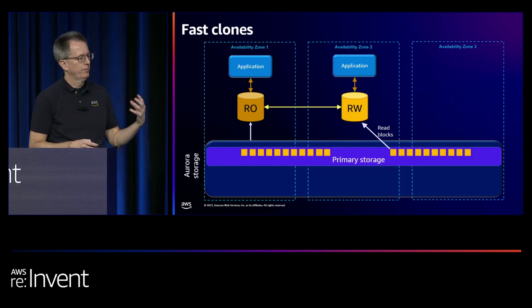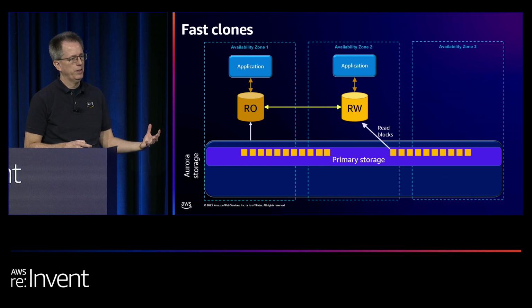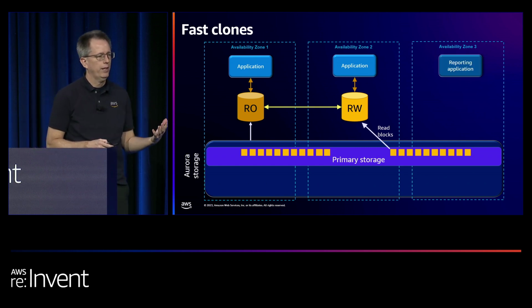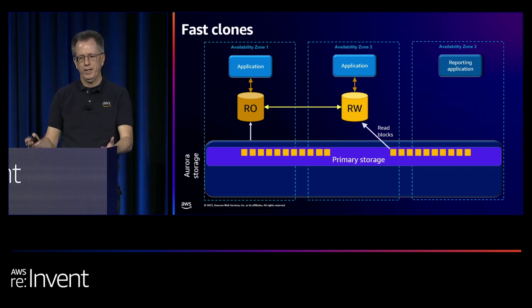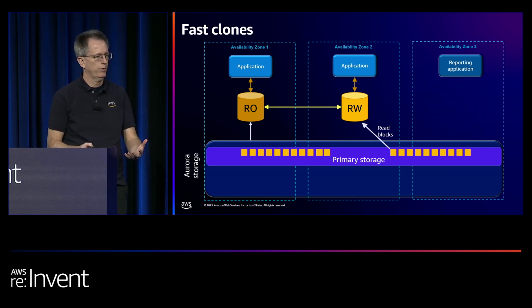This enables nice features like our fast clones feature. Let's say you had a reporting application that you wanted to run, but it needs some materialized views, it needs some new indexes. You might restore a snapshot, but let's say this is a 10 terabyte database. You'd have to restore 10 terabytes. You're paying for 10 terabytes for a couple of hours while you do this work. Instead, what you can ask for is a clone.